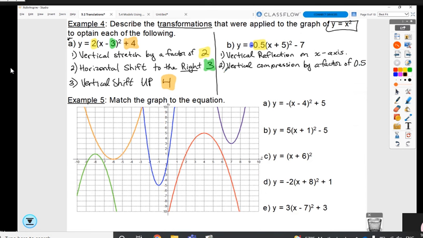Now in the brackets there, x plus 5. Be careful. Horizontal shift, we know it's a left or right. But which one is it? Is it left? Or is it right? It's left. How come? Yeah, it's technically negative 5.